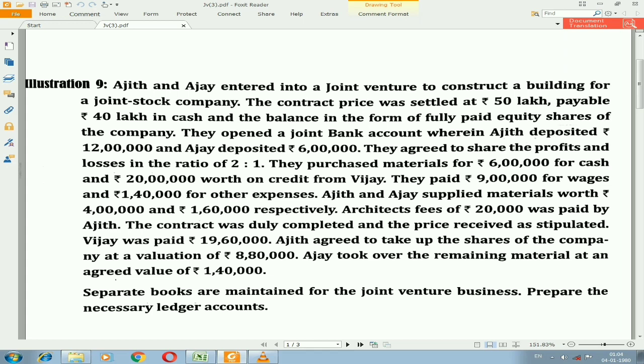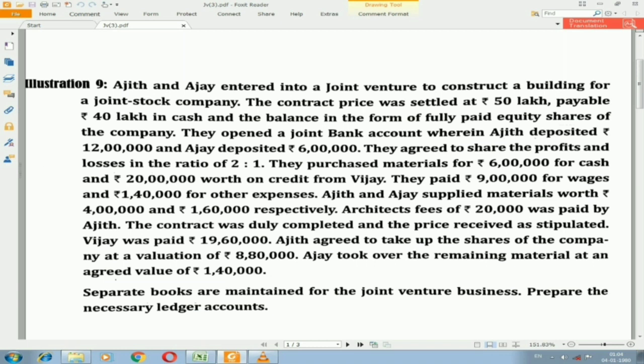Ajit agreed to take up the shares of the company at a valuation of rupees 8 lakh 80,000. Ajay took over the remaining material at an agreed value of rupees 1 lakh 40,000. Separate books are maintained for the joint venture business. Prepare the necessary ledger accounts.